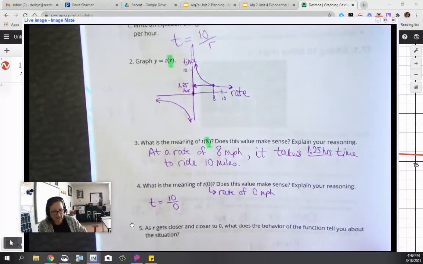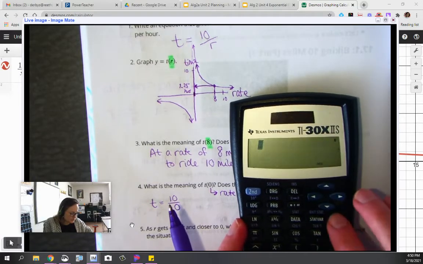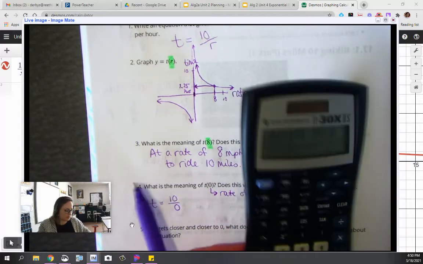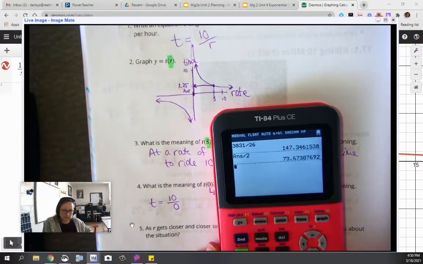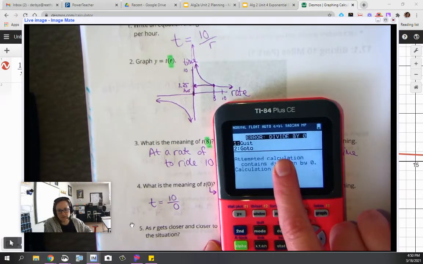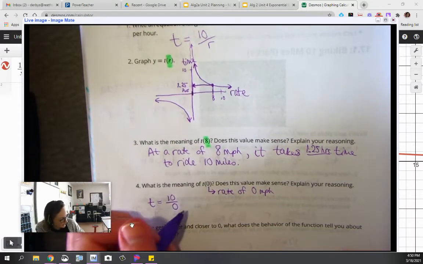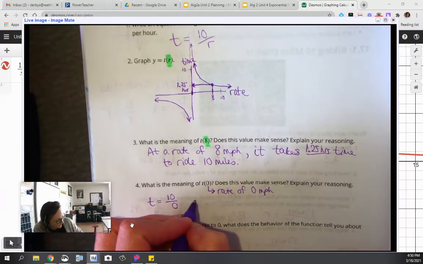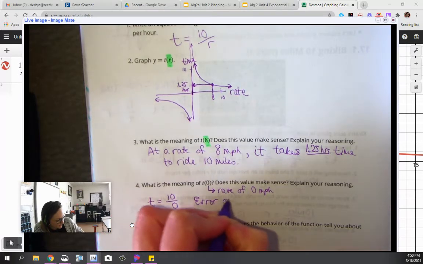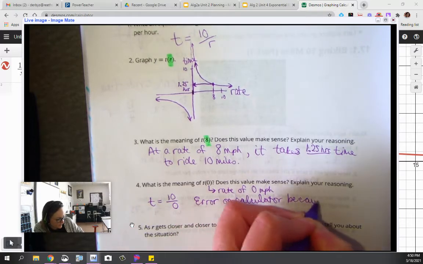And when I try to do that on a calculator, you're going to get an error. In fact, anytime we try to divide anything by 0, we're going to get an error message. We can't divide by 0. Even our fancier calculators are going to tell us that we can't do it. 10 divided by 0 gives me an error message. Okay? Calculation fails. So it doesn't make any sense in this context. We get an error message on our calculator because we can't divide by 0.